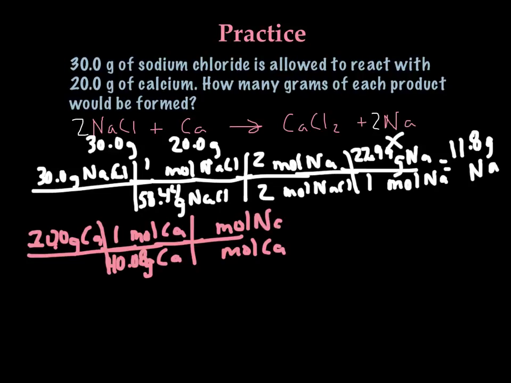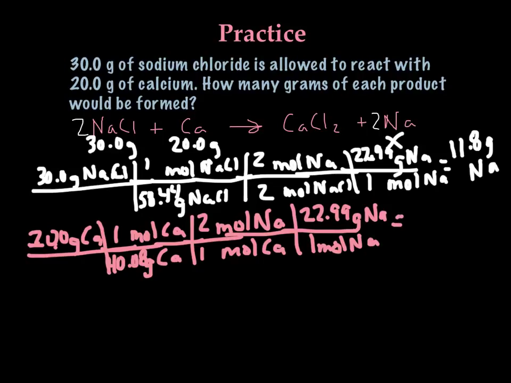And then I'm going to go from moles of Ca to moles of, watch this, I'm going to the same product I did before, the same one. Moles of Na. This is a 2-to-1 ratio. I'm trying to find out how much Na I can make if all 20 grams of that Ca reacted. And then I go 1 mole of Na to grams of Na, which is 22.99 grams of Na, and I calculate all that out. And when I do that, I find out that that could make 22.9 grams of Na.